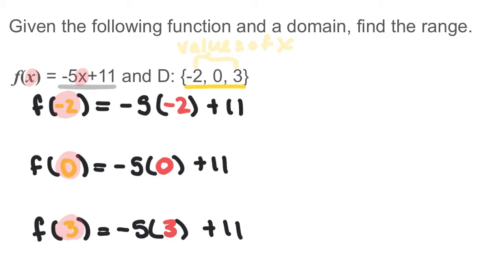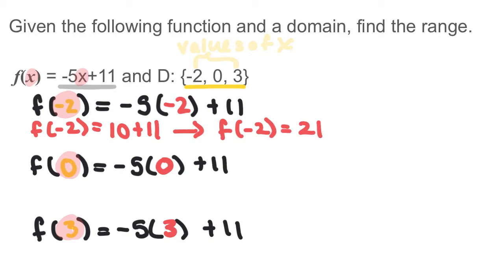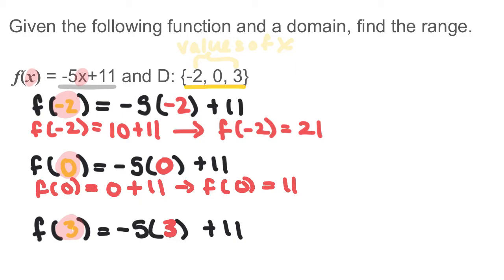Now I'm just simplifying the expression. The first one becomes f of negative 2 equals negative 5 times negative 2 is 10 plus 11. Then if I finish simplifying, I get f of negative 2 equals 21. For this one, I get f of 0 equals negative 5 times 0 is 0, so 0 plus 11. That gives me that f of 0 equals 11. And the last one, f of 3, negative 5 times 3 is negative 15 plus 11, so that becomes f of 3 equals negative 4.